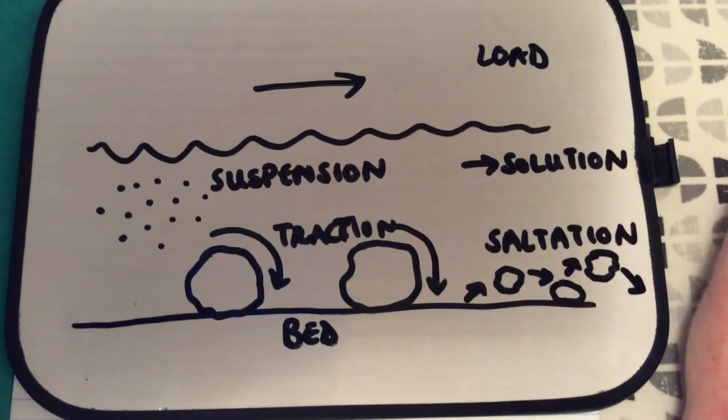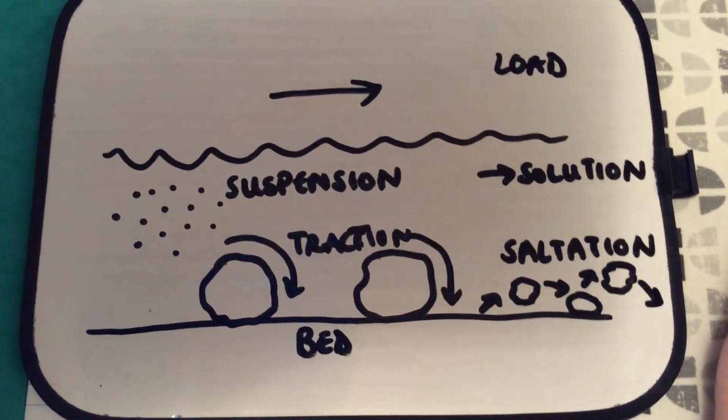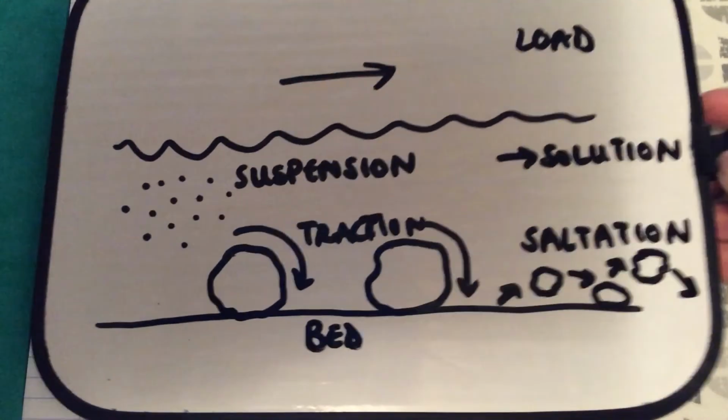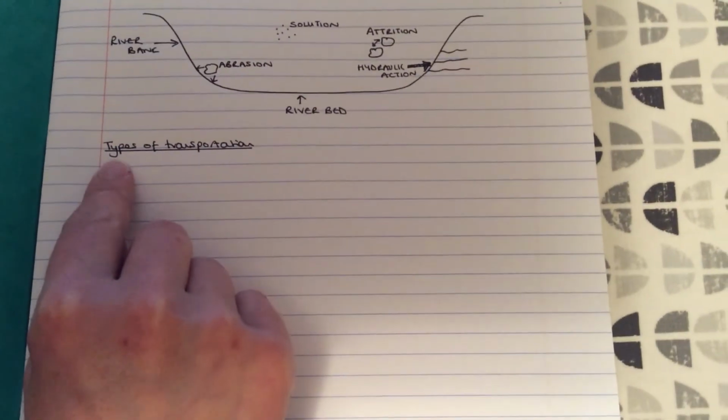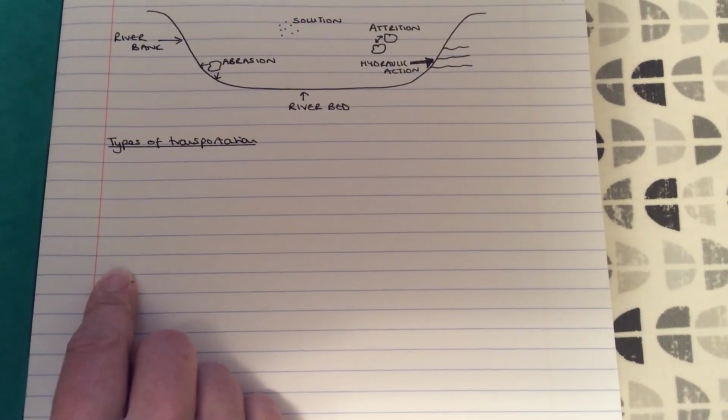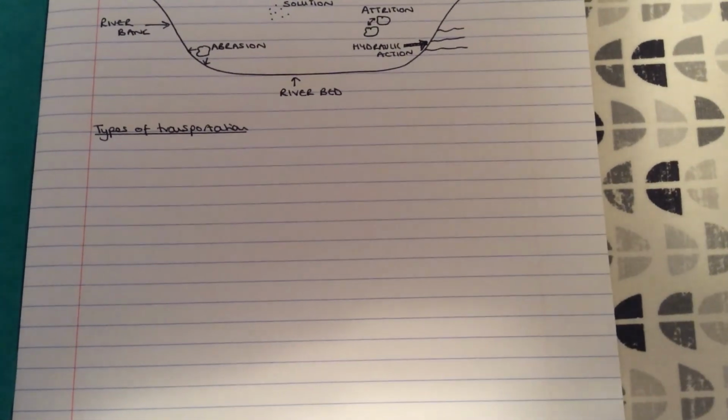So your next task is, please, to watch the next video clip that's on the PowerPoint and then do the same thing. In your book, record the 4 types of transportation and a simplified diagram showing them underneath, and then come back for a little bit more.